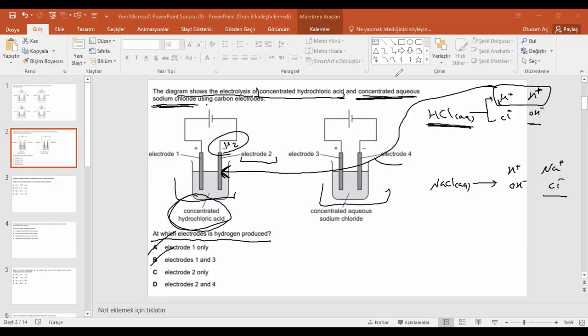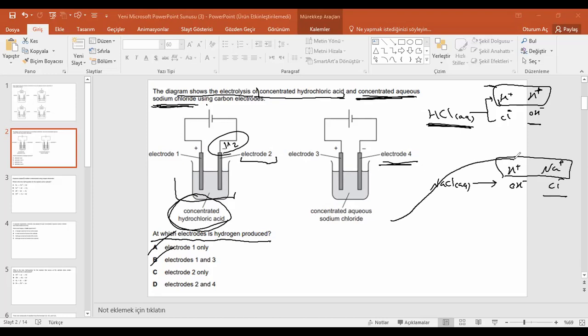Right, let's see electrode 4, whether we have hydrogen or not. We have here two positive ions, H+ and Na+. Both of them will be attracted to the cathode, but one of them will be reduced, and it's absolutely H+. The reason is that in the reactivity series, we have H, and above H we have sodium. So hydrogen is less reactive than sodium. That's why the hydrogen ion is more likely to be reduced. So on electrode 4, we will have hydrogen gas as well. So the correct answer is D. On 2 and 4, we produce hydrogen gas.